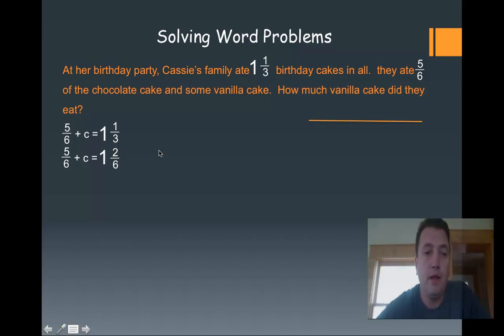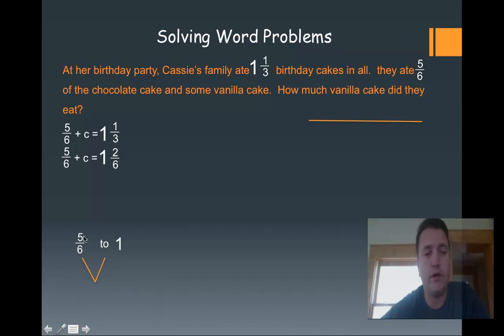Now, I'm going to convert 1 1/3 to sixths so that I can work with these two numbers. There's a couple ways that I can actually go about solving these, okay? I need to figure out 5/6 plus how many sixths equals 1 2/6, okay? That's one way I could do it. I could also do it as a subtraction problem. So I'm going to start with this way first. I'm going to do the count up method.